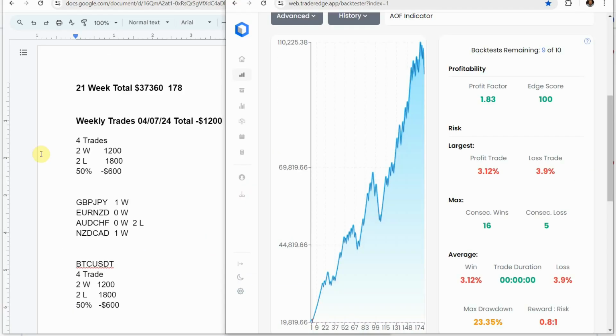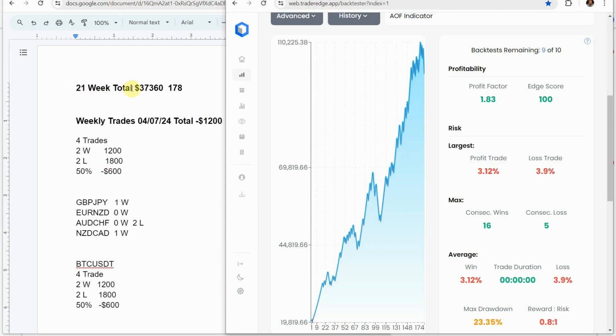All right, let's go ahead and go over the weekly signals. So this is using the Academy of Forex indicator on these 4 Forex pairs and this one crypto coin. This is on the 30-minute time frame. We keep track each week of the trades the Academy of Forex indicator has signaled. And so this last week on the Forex pairs, we had 4 trades altogether, 2 winning trades, 1 losing trade. A 50% win rate would have been a drawdown of $600. On the crypto coin, we had 4 trades, 2 winning trades and 2 losing trades. Again, a 50% win rate, and again a drawdown of $600. For the week, we would have been down $1,200.